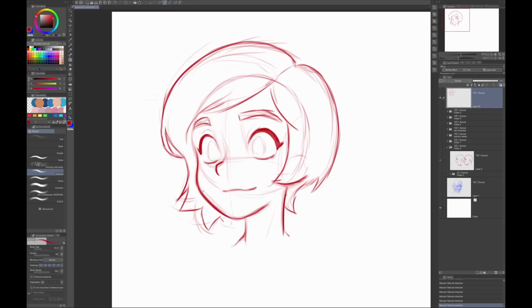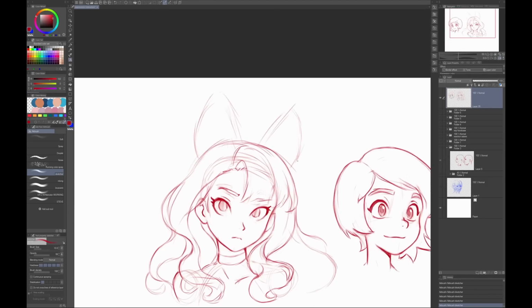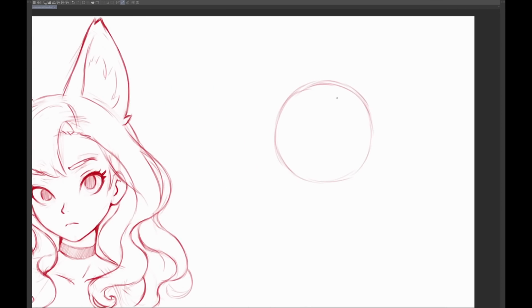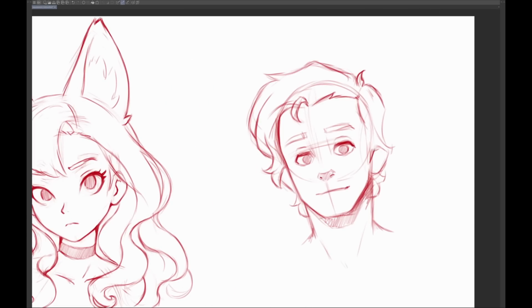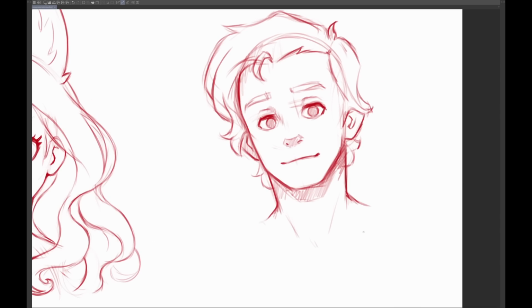We're going to start with three neutral faces. One, a girl with short hair. Another, a girl with very long hair and some fake animal ears on top. And finally, a gentleman here who unexpectedly looks like Dawson from Dawson's Creek. So it's accidental, but I am going to run with it. This character's name is Dawson.